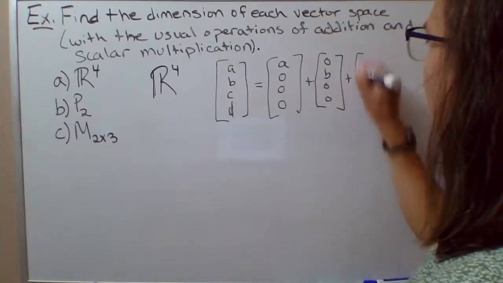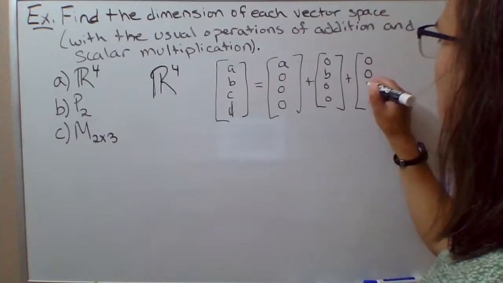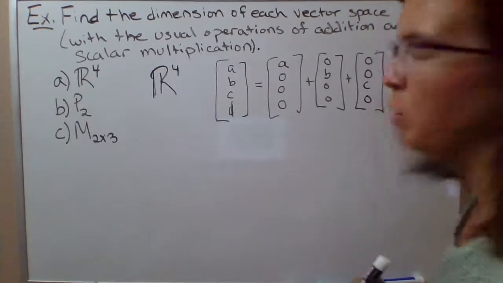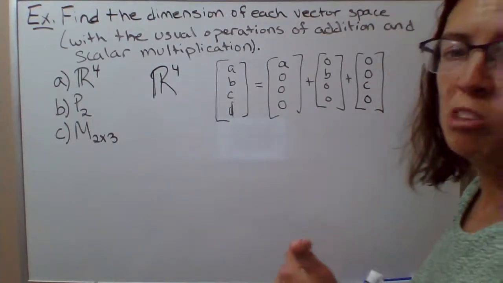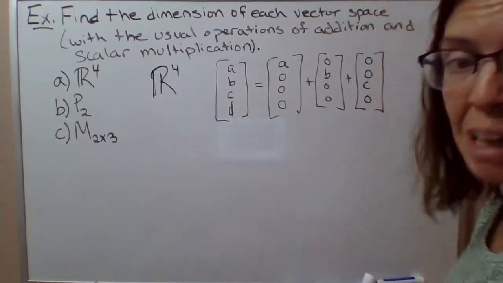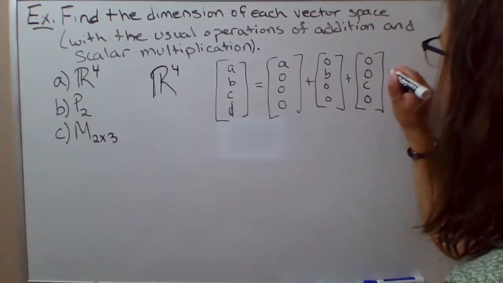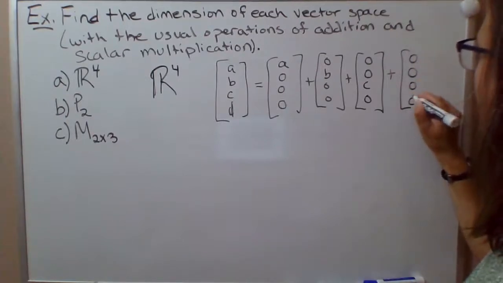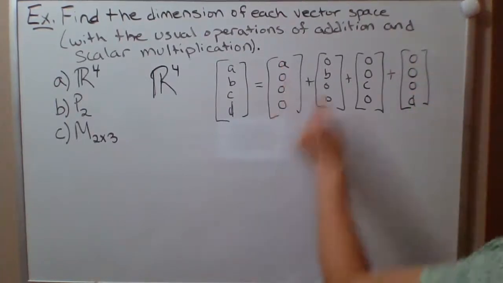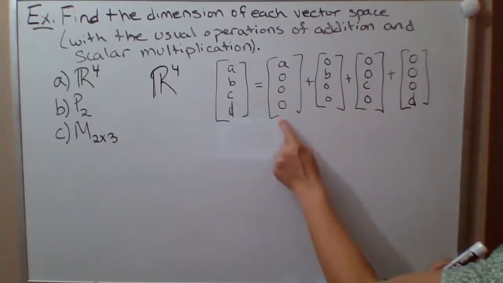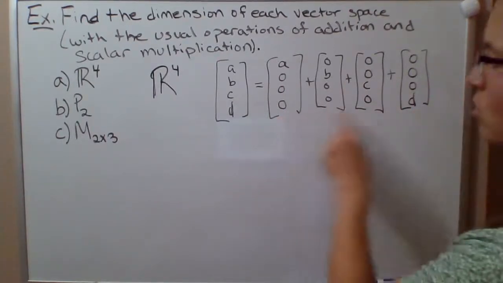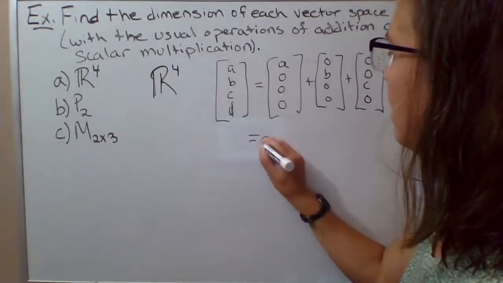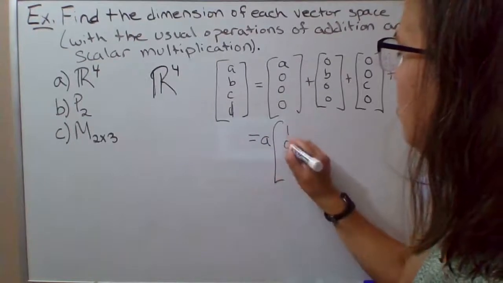This looks a lot like when we're finding a spanning set, or further back when you're writing the parametric form for the solution set to a homogeneous system of equations, if you remember that back in chapter 1. Anyway, this process might seem familiar to you. So if I break it down into these unit vectors, where everything else is 0, then here I could factor out A. So this is A times 1, 0, 0, 0.